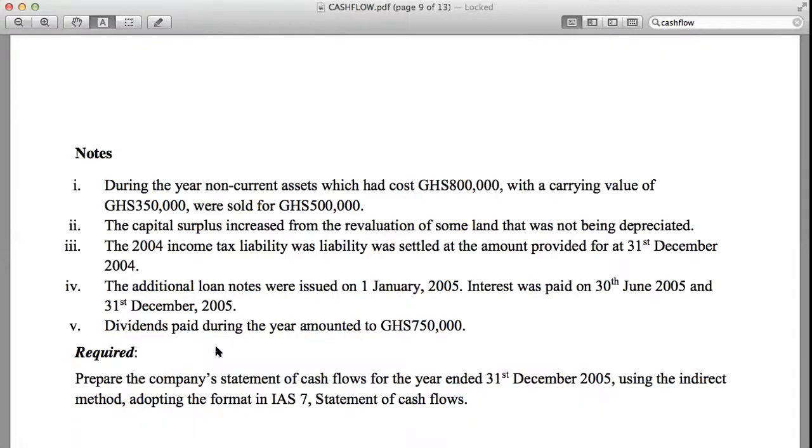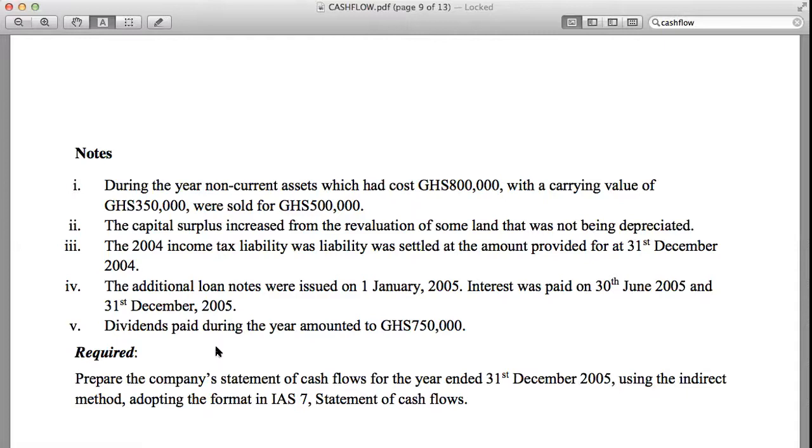Note 1 says that during the year, non-current assets which cost 800,000 with a current value of 350,000 were sold for 500,000. So first, two items here. It will affect operating activity because the profit has been added. So quickly you find a profit on the sale of the non-current assets. Whatever we did under the profit or loss is still examinable here. So take note.